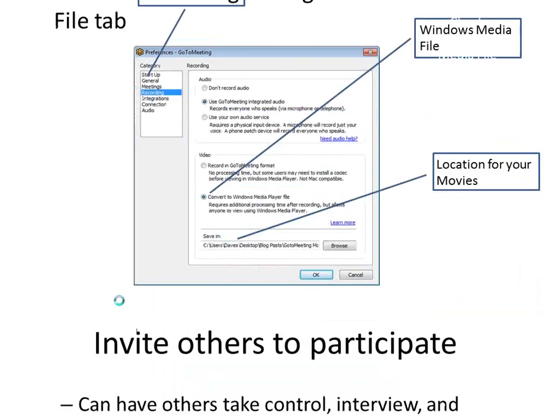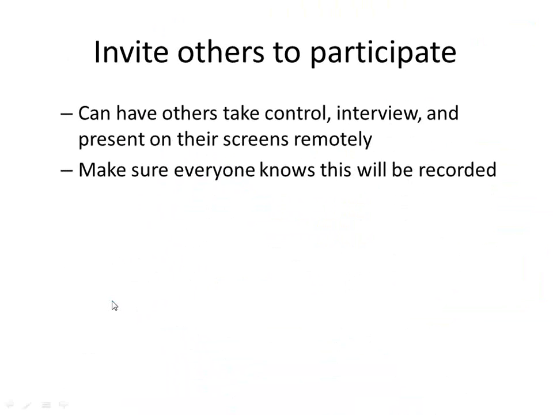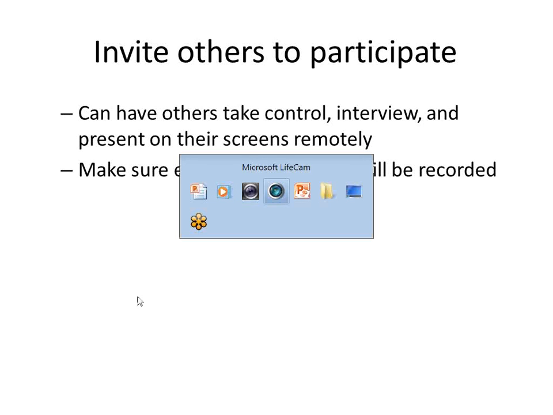It's pretty straightforward. And then you invite others to participate. It's a standard GoTo Meeting thing where you invite other people to participate, and if you do that, you can have others take control of the interview, or of the movie, of what's going on. You can interview them back and forth. They can present things that are on their desktop, and you can see those things remotely. And obviously you want to make sure that everyone knows that they're being recorded. So let's take a look at what that might look like.